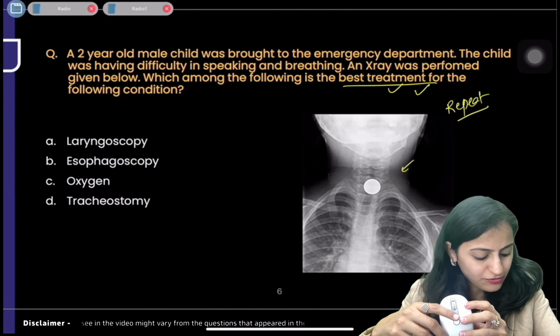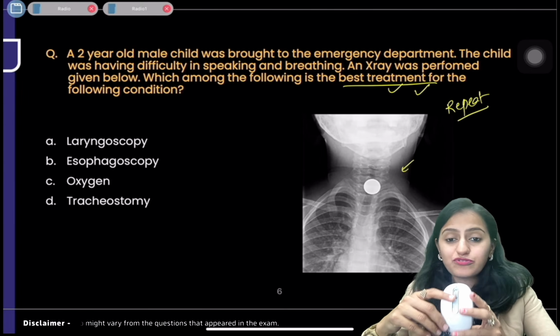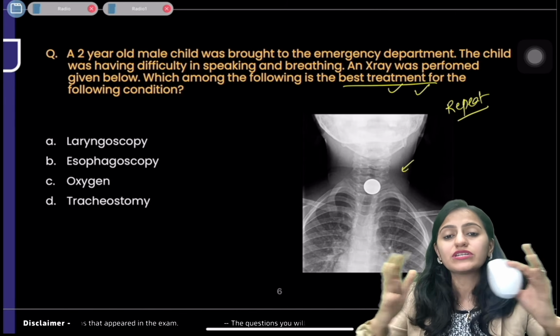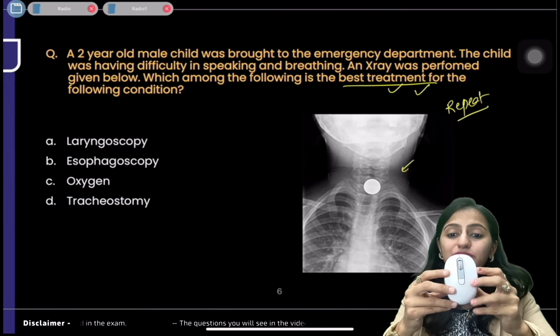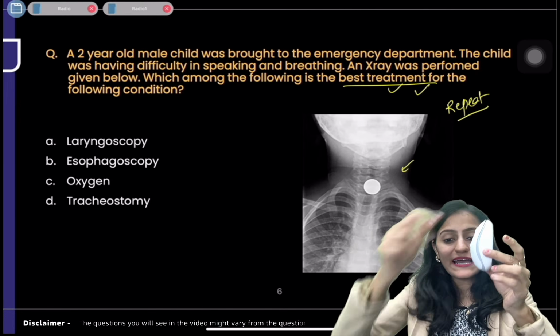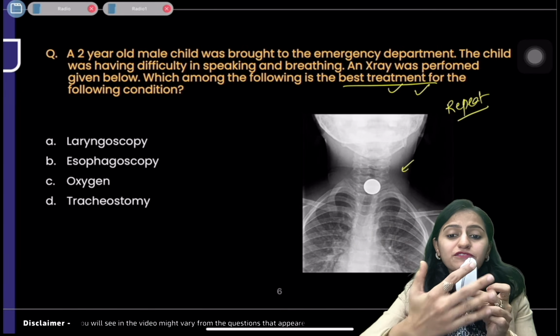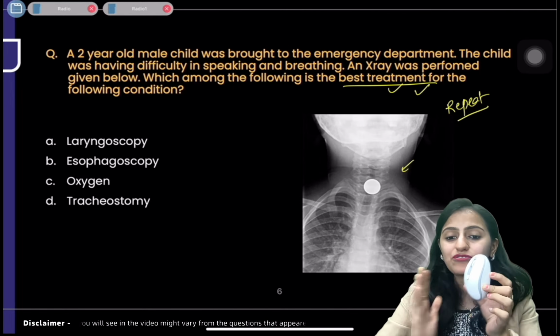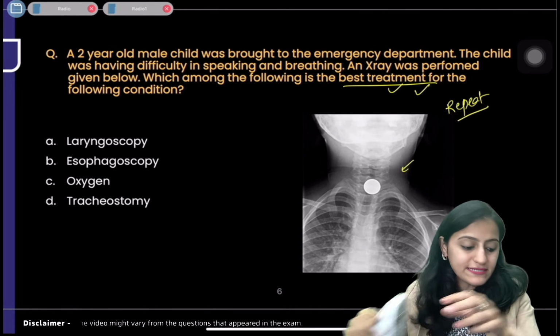Opposite is with trachea. Okay, opposite is with trachea. What happens with the trachea? The trachea does not expand. So the coin has to adjust to the narrow space of the trachea. So the coin rotates and the coin goes like this. So if you see from the AP view, the coin appears like a slit. On the lateral view from the side, the coin is circular.